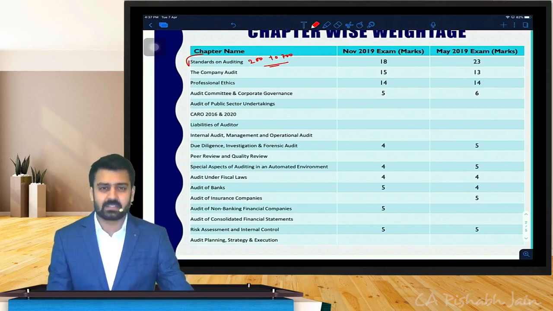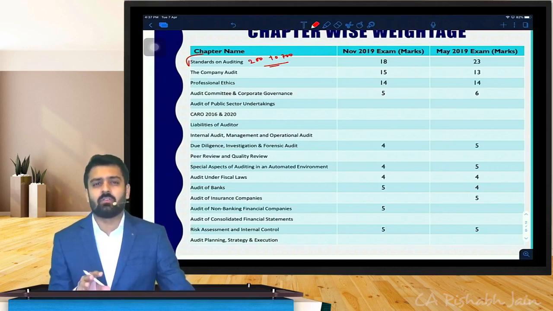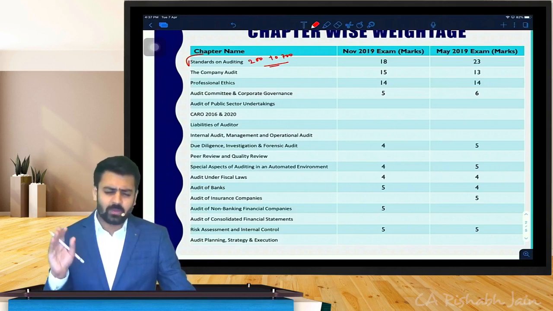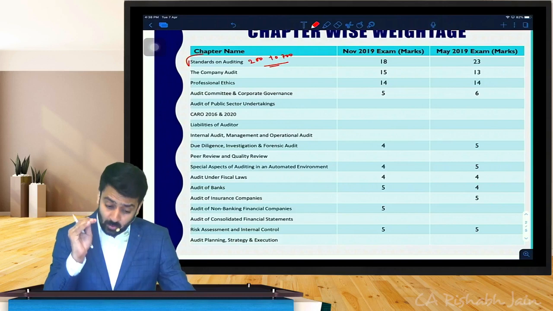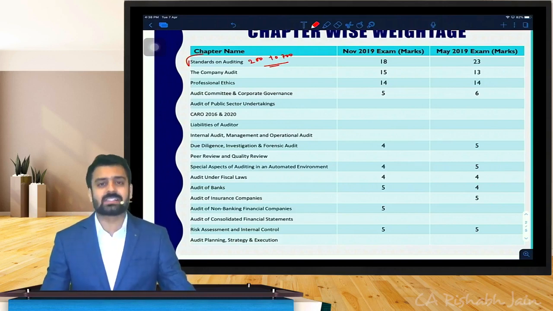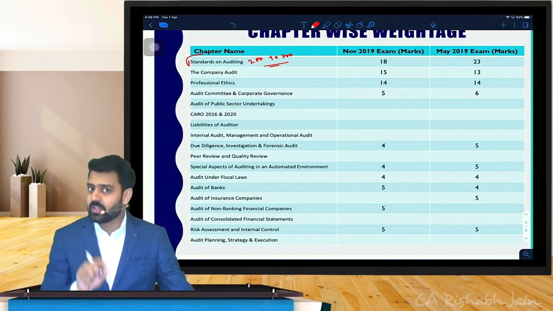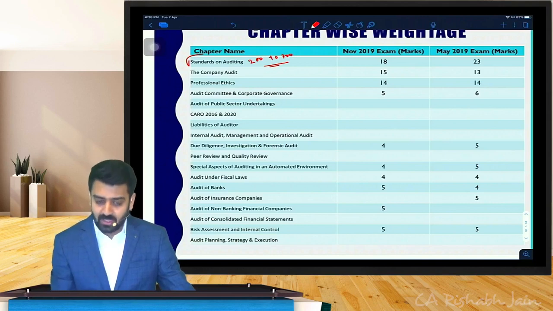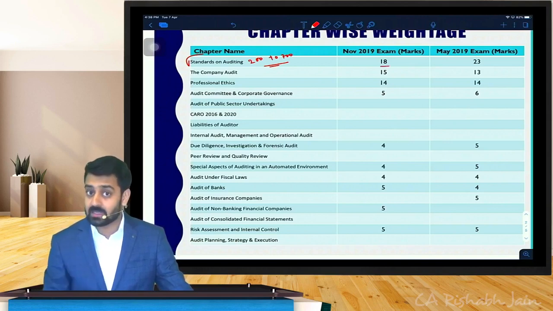Why am I discussing this? See, I did an analysis of the May 19 and November 19 examinations. I went through the entire paper, question by question, and made an Excel on that. And this is like a summary in front of you: from which chapter, how many marks of questions were really asked. And if you see carefully, standards on auditing, 18 marks they have.